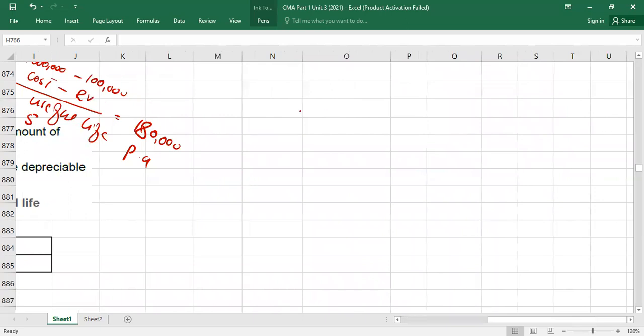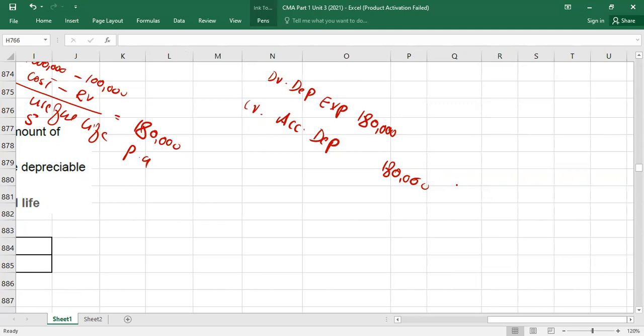What entry will you pass? You will debit depreciation expense every year with 180,000, and you will credit accumulated depreciation by 180,000. Clear? Understood? I'm saving your time, taking you to those points which are useful to solve the exam questions.